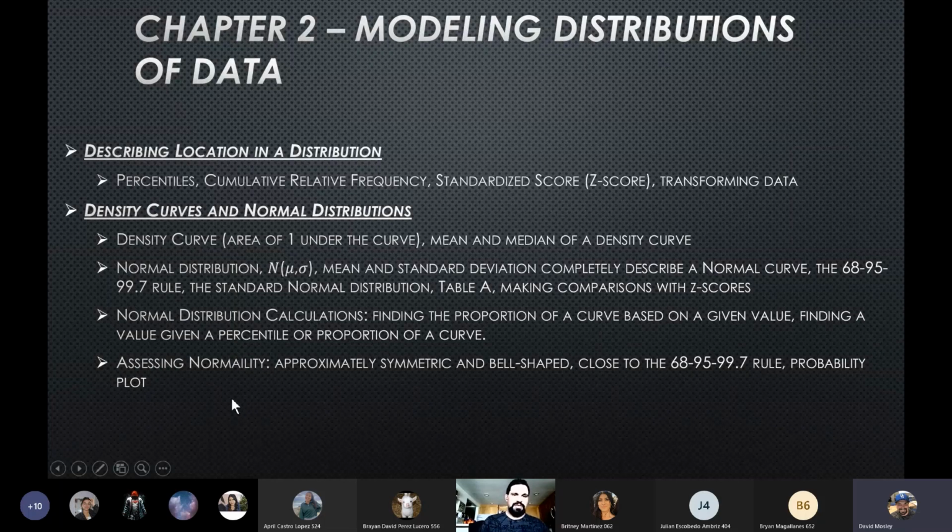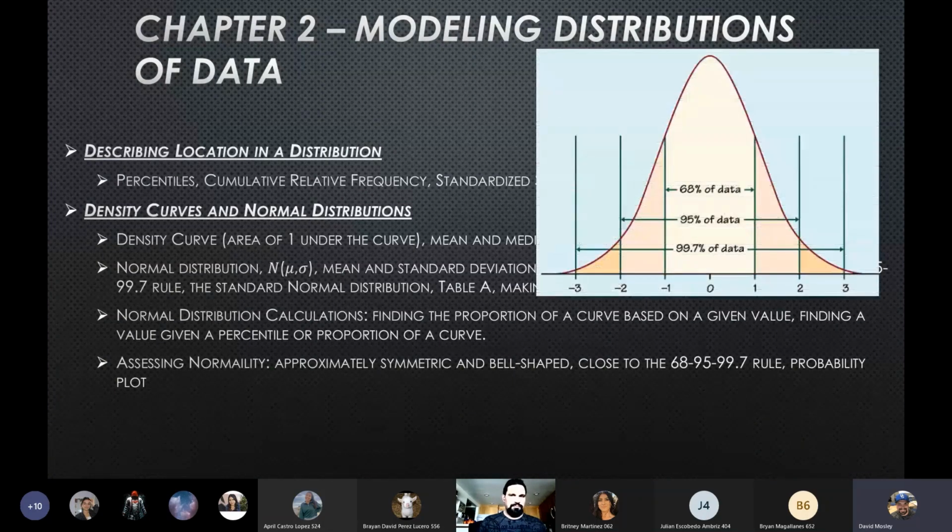Right. We can also assess normality by checking to see if it's approximately symmetric in bell shape and close to the 68, 95, 99.7 rule. Or we could use a probability plot on our calculator. Here's a quick picture of that 68, 95, 99.7 rule.